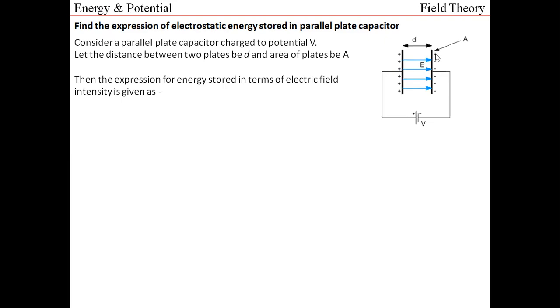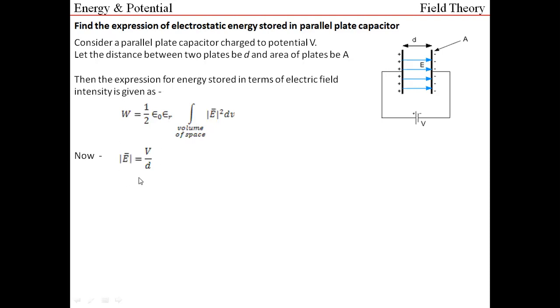Let us consider a parallel plate capacitor which is charged to potential V, as if I am connecting a source of V volts across a capacitor. So the capacitor is charged to V volts. Let the distance between the two plates be small d, and let the surface area of the plate be capital A. These are the standard notations that we use. Now the expression of energy stored in terms of electric field intensity is given as this: W equals 1 by 2 epsilon 0 epsilon r, volume integral of magnitude of E bar square dV.